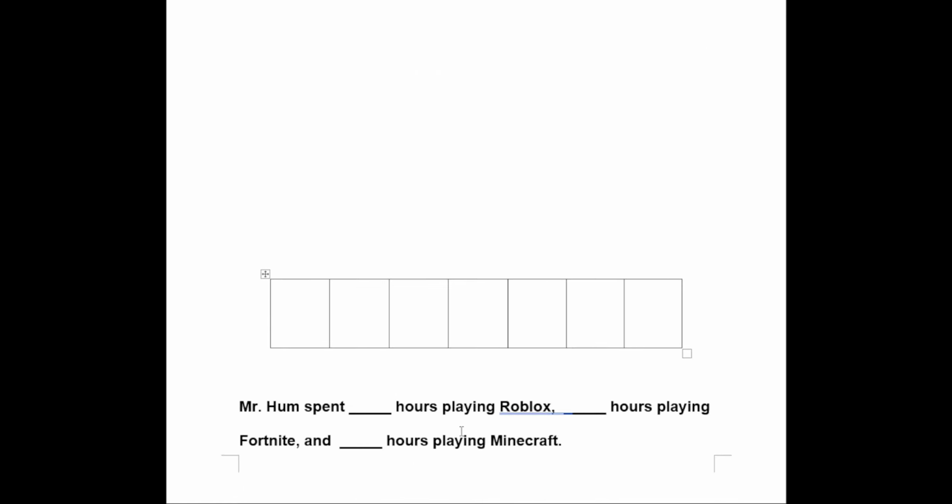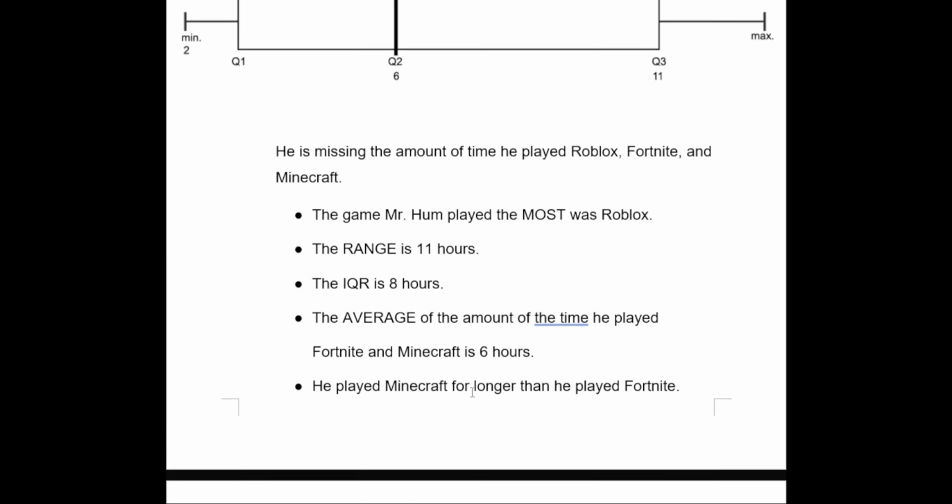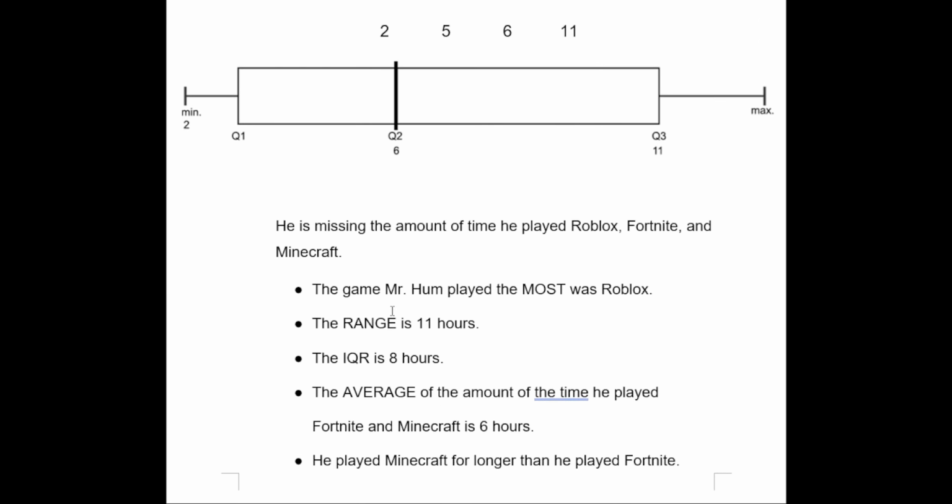So we're going to have to fill out this sentence here, where we find out how much time he played Roblox, how much time he played Fortnite, and Minecraft, okay? So first things first, we know the game Mr. Hum played the most was Roblox. So when you see the words "the most," this should jump out at you and say, oh yeah, that is your max. And you see here the max isn't there. So your max is the amount of time you played Roblox. That's one of your missing values.